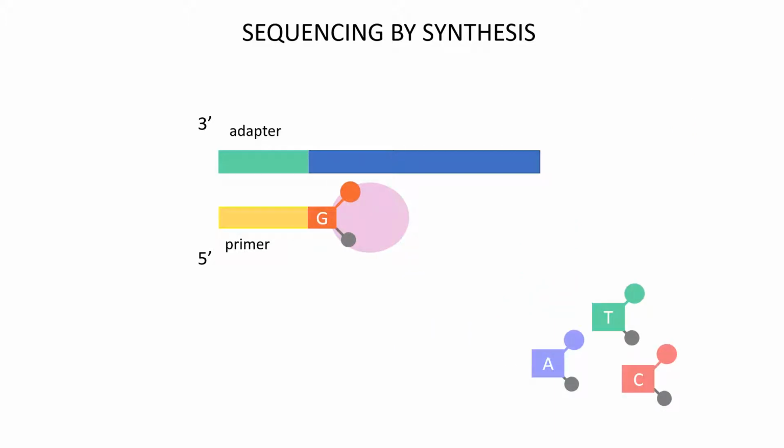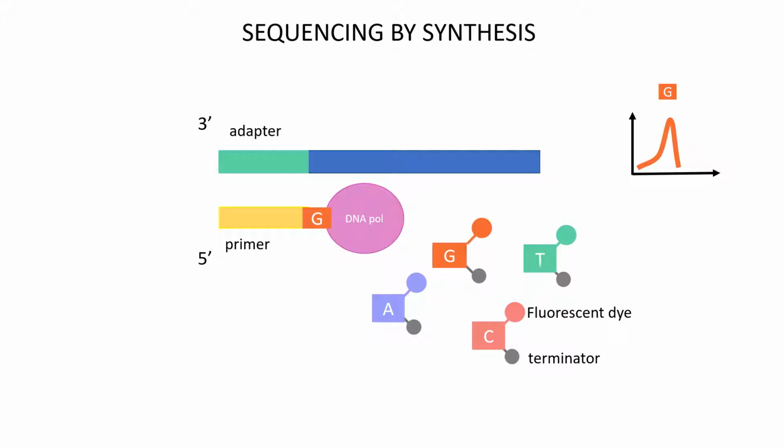Next, the fluorophore and the 3' terminator end are cleaved and removed. The cycle is repeated till the whole template is sequenced.